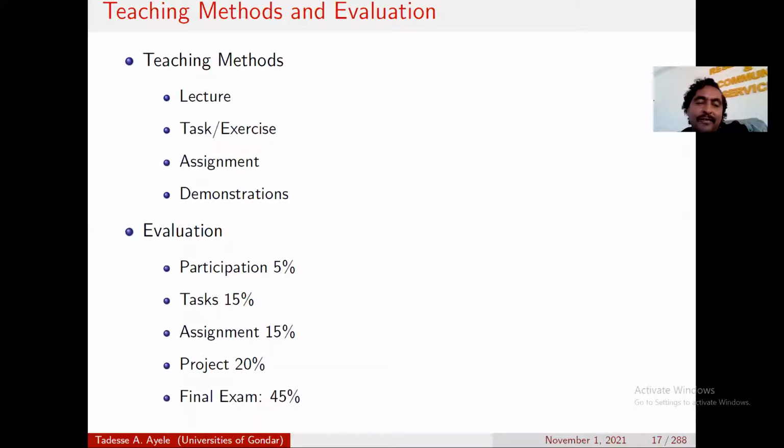The teaching method will be, we have as usual lecture, task, exercise, we have assignment and demonstration. And evaluation will be participation 5%, tasks or like the small exercise 15%, assignment, project, and final exam will be out of 45. I think this will be accordingly. We'll discuss about this, this is my proposal. I think I taught this course at Arba Minch just a couple of weeks ago. So I used this evaluation criteria for students in epidemiology at Arba Minch University. So that's why I use this one.